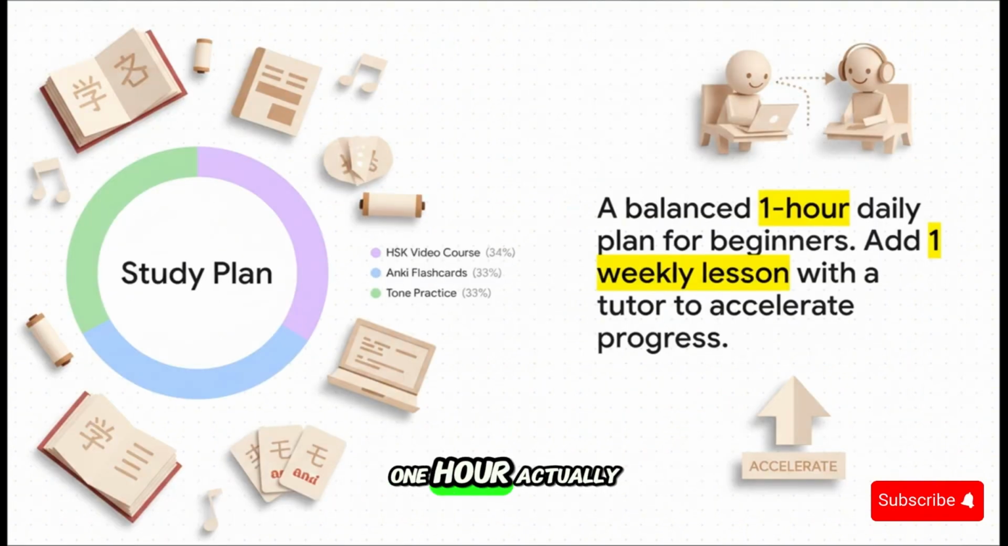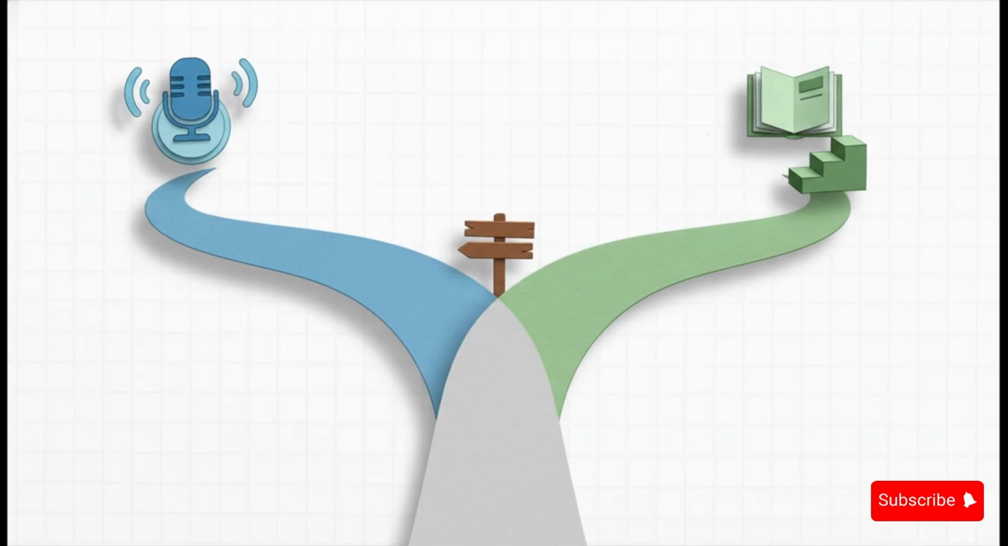So what does that 1 hour actually look like for a beginner? Let's break it down. It's a really simple, balanced split. 20 minutes on your main HSK course, 20 minutes drilling vocabulary with Anki, and 20 minutes actively practicing your tones. It's simple, it's balanced, and it works. And hey, if you can add a weekly session with a tutor on top of this, whoa, that's going to supercharge your progress.